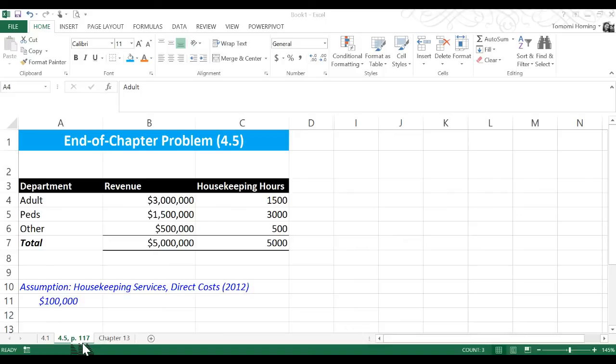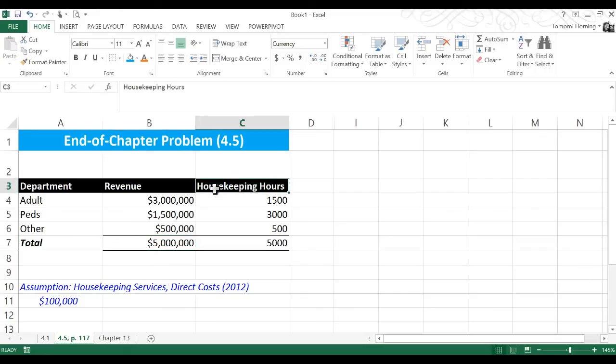So this problem has a very basic three-department structure: the adult department, the peds department, and other departments. And all of the numbers I pulled from the case example found in your textbook. And so you can see here there are two cost drivers that we're going to evaluate in this problem. The first is the revenue cost driver. And so each department's revenues are listed, and in total, we're talking about this organization generating $5 million.